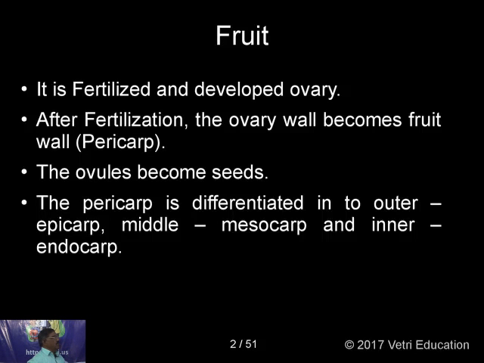So now let us see what a fruit is. A fruit is a fertilized and developed ovary. As I told you, after fertilization, the ovary becomes the fruit and the ovules become the seeds. The wall of the ovary is called the pericarp. The pericarp is differentiated into the outer epicarp, the middle mesocarp, and the inner endocarp. And inside this you can find the seed.